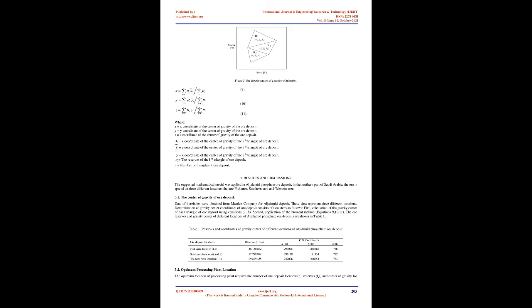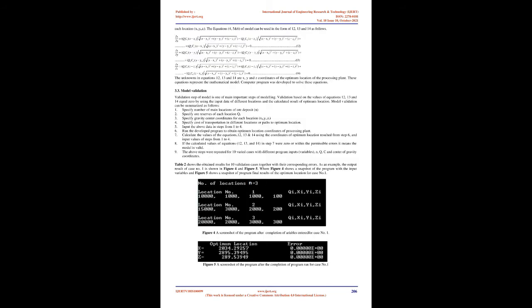Ore deposits are scattered into different locations, n. Each location has ore reserves of Qi, which is considered to be concentrated at a defined point that is the center of gravity having coordinates xi, yi, zi. The cost of transporting 1 ton for 1 kilometer distance from each ore deposit location to optimum location is ci.